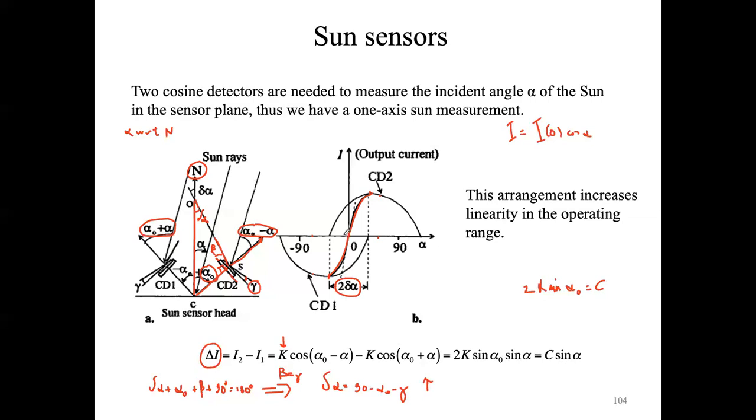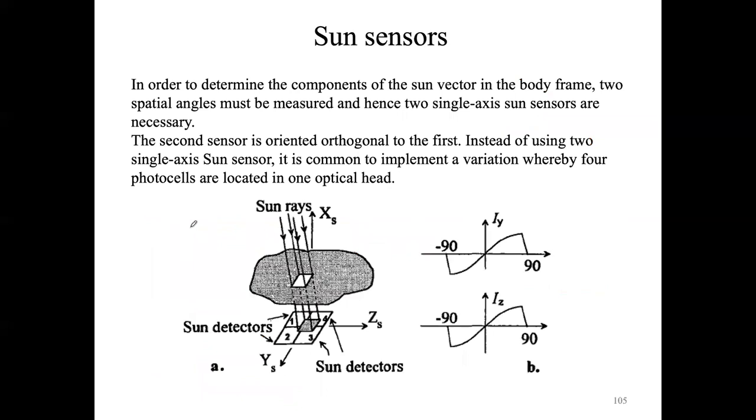But as we are going to see tomorrow, this represents only part of the problem, because so far we have only determined the orientation of the sun with respect to one axis, without ambiguity, for this range of angles. We will need to determine the orientation of the sun, the unit vector of the sun, so we need an additional angle. You can use two sun sensors with this configuration, or, as we will see tomorrow, a different configuration of the sun sensors.